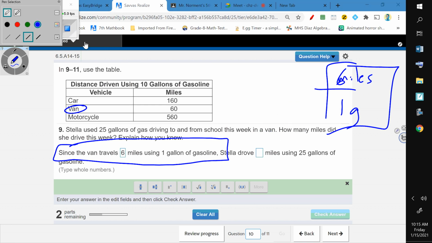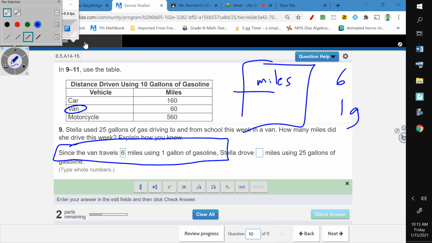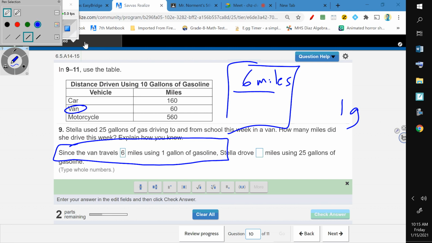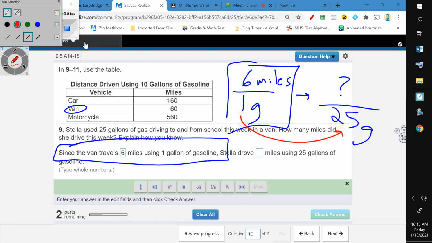Now I'm going to take this, I'm going to put it over here. Now I just do one more ratio. Off of 25 gallons, how many miles is this? So now it's the opposite of division. Now 1 times what is 25? It's 25. 1 times 25 equals 25. So I take 6 times 25, and I get my answer. 6 times 25 is going to be the answer.